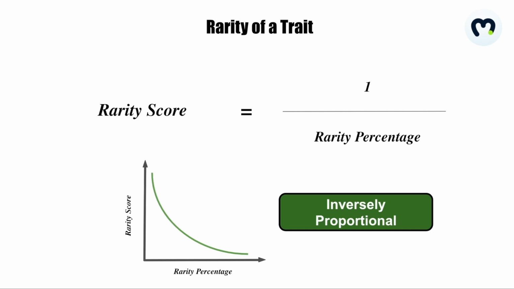As you see in this graph, a very rare property will get a very high rarity score compared to a rarity percentage that is very common, which will get a very low rarity score. So we put more weight on the traits that are actually rare.